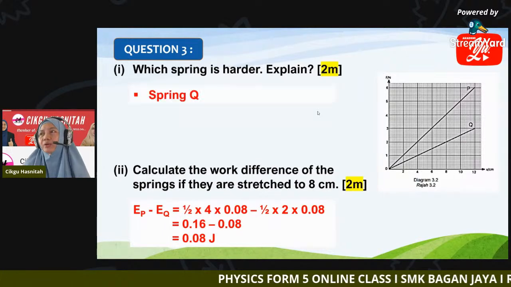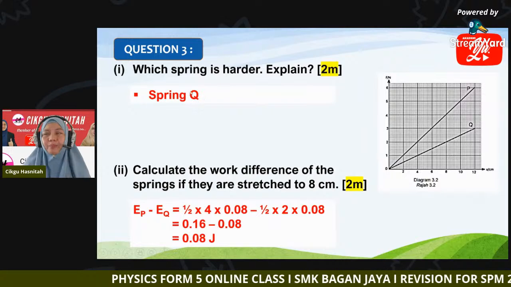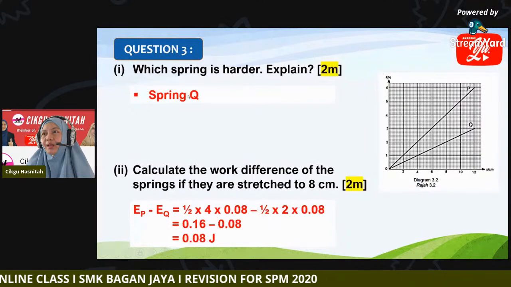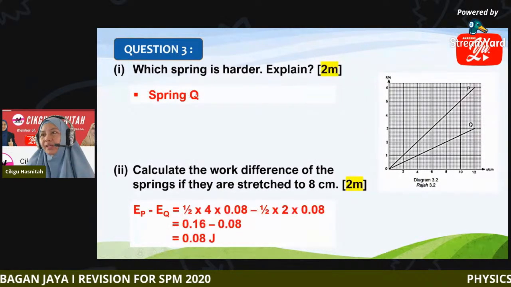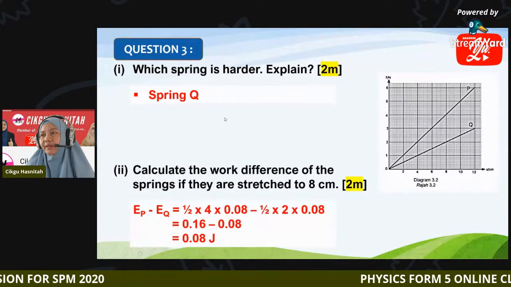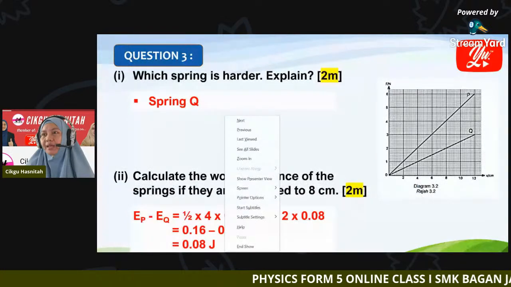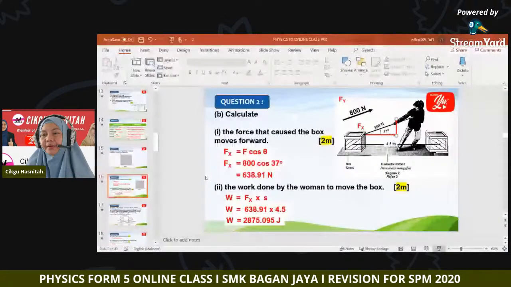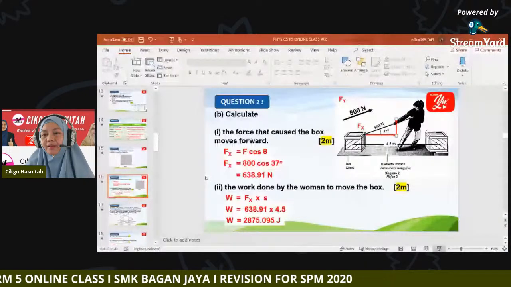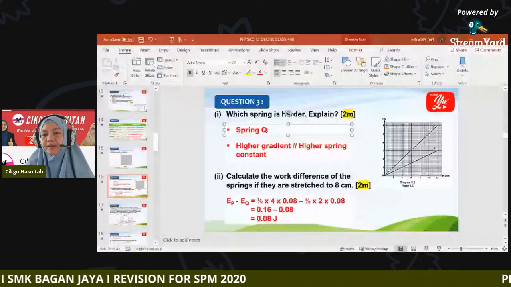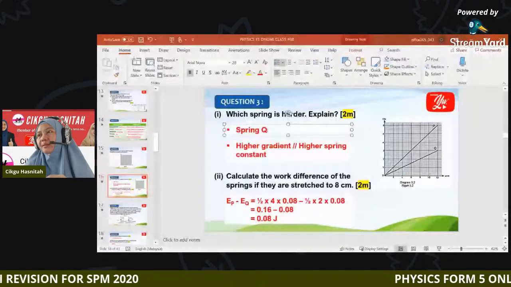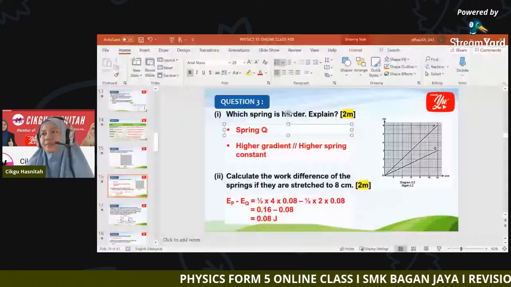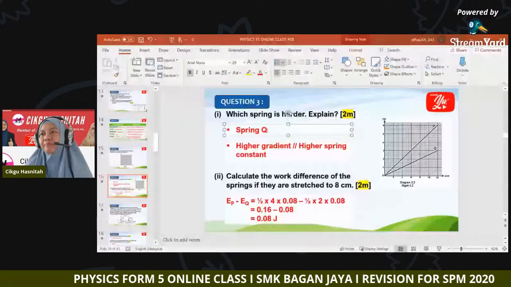Sorry, cikgu's answer here is wrong. Supposed to be spring P, not spring Q. Okay, you please do the correction here. This is supposed to be spring P, not spring Q. Cikgu made a typing error here. It's supposed to be P. Okay, I have corrected.